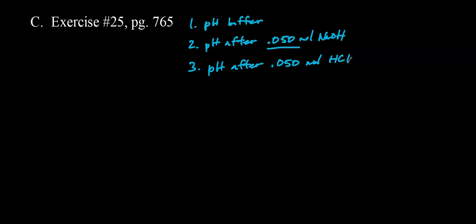First, calculate the pH of the original buffer solution. Next, calculate the pH after adding 0.050 moles of NaOH. And then calculate the pH after adding 0.050 moles of HCl. Go ahead and do that now, please.